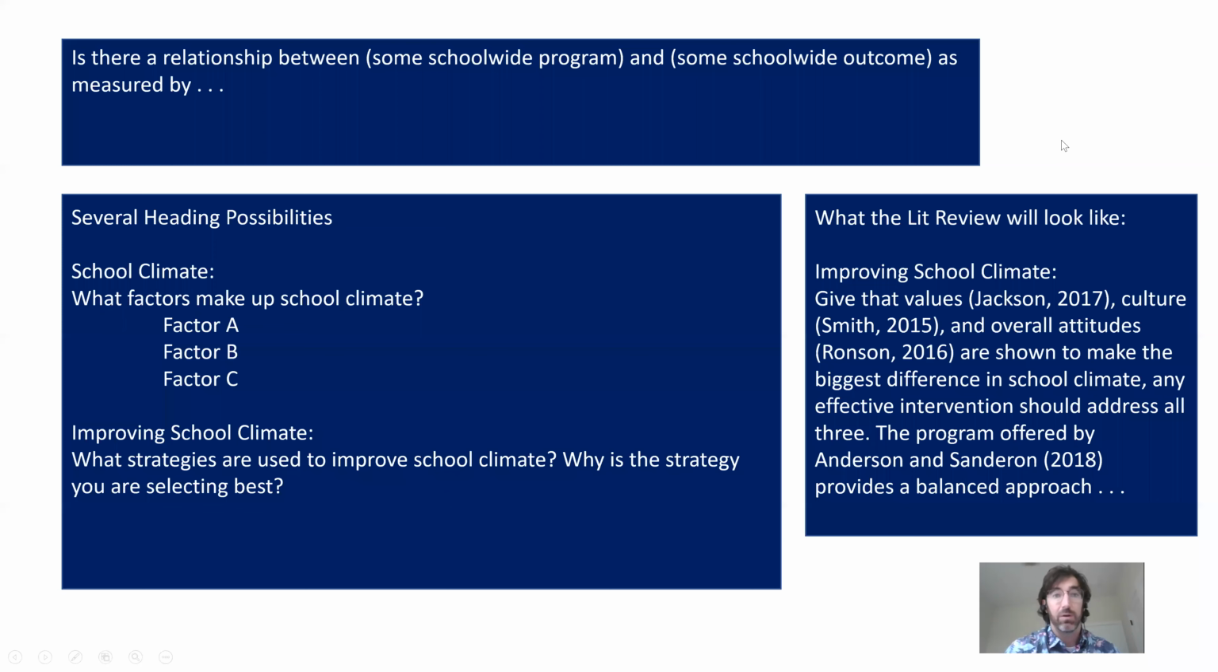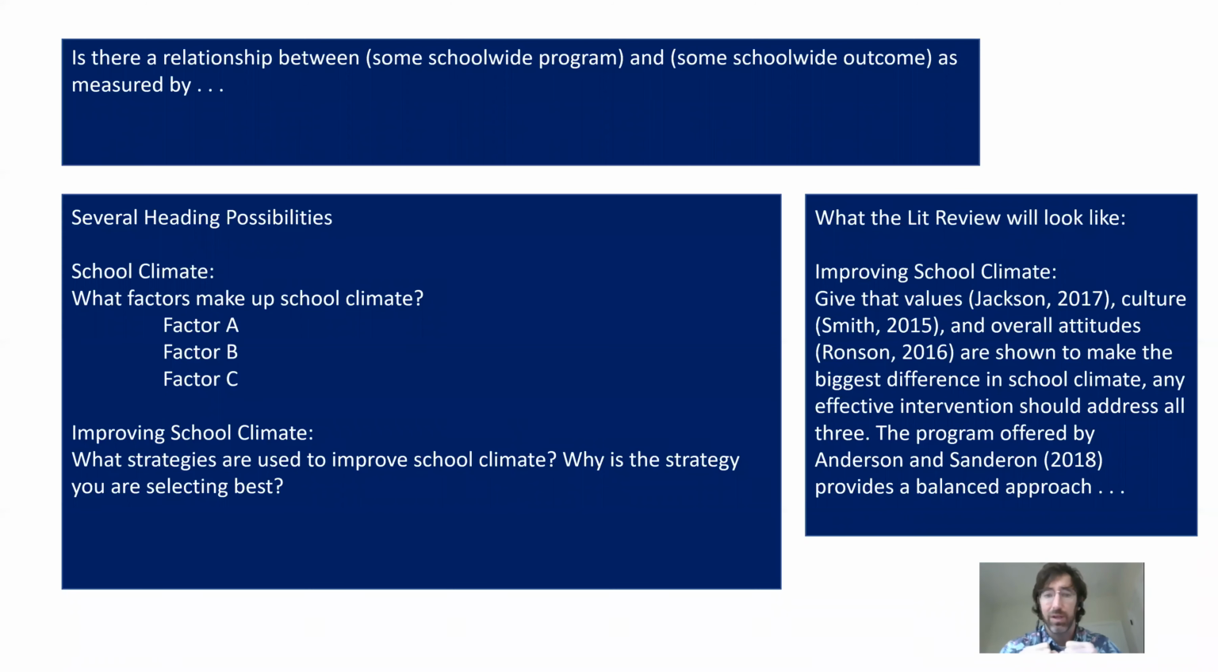Final example before we go to the syllogism. So is there a relationship between some school-wide program and some school-wide outcome? Now this one gets a little more specific, school-wide, so we can talk about climate. So maybe the articles you're looking for are a general article about what factors make up school climate. And then when you read that article, there's 3 or 4 different things. Then you can find maybe 2 articles related to factor A, and 1 article related to B, and 2 articles related to factor C. So they're not all of what you're talking about.